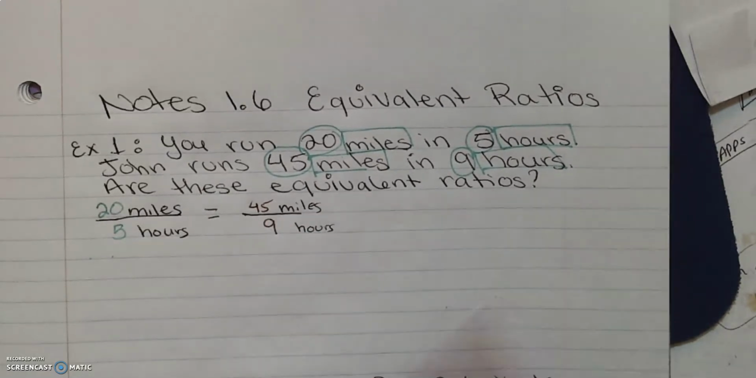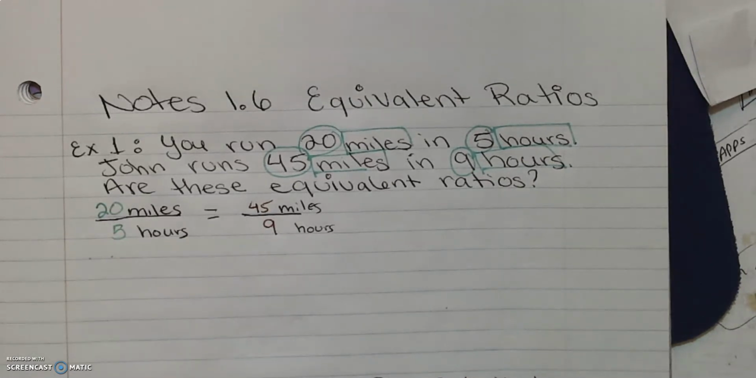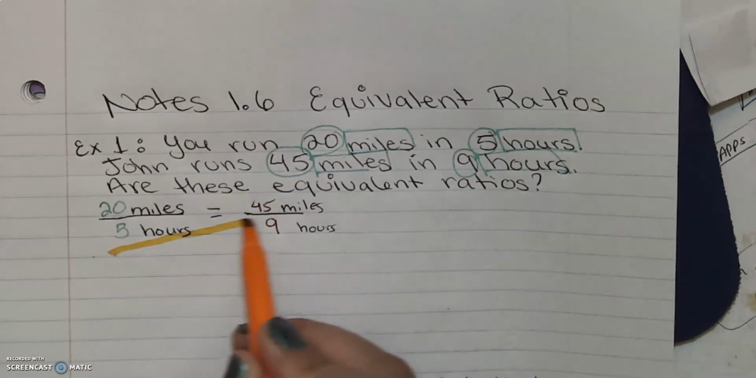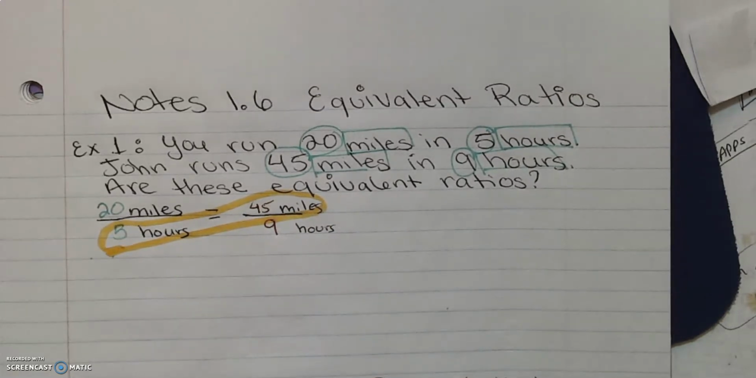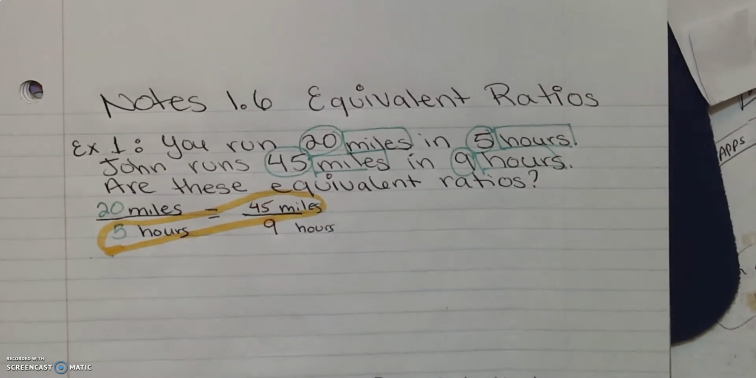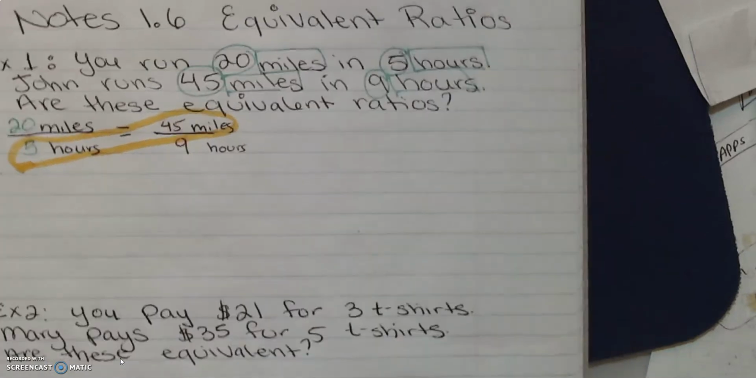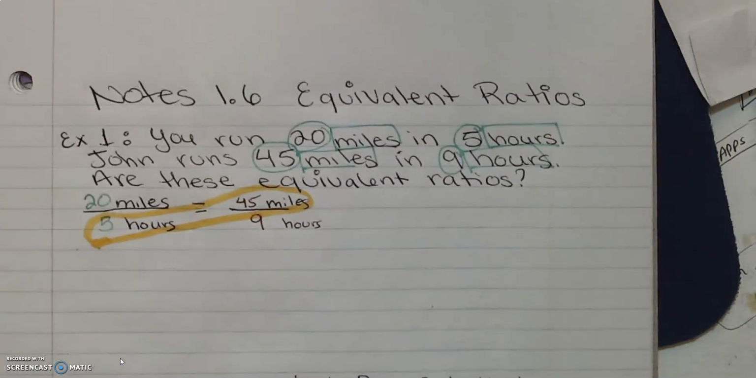Now, based on what we have learned in class, how can we find out if these are equivalent? We are going to do proportions. The other way I like to call it is the butterfly method. Go ahead and get this right here, and you are going to multiply that. I am going to get another highlighter so you can see this differently.